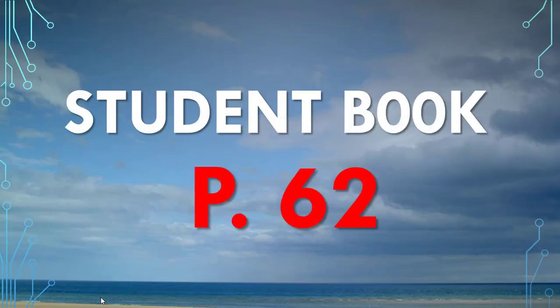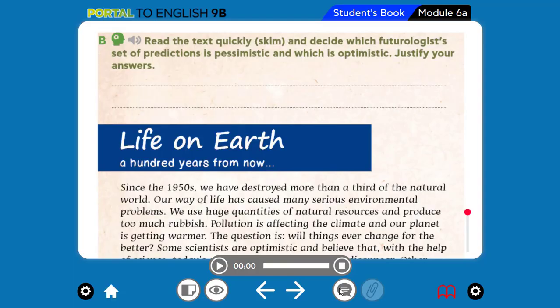Now, dear students, let's move to page 62. Now, before answering the questions, let's have a look at the text once more. Module 6, A Modern World. 6A. 1. Read. Life on Earth, 100 years from now.